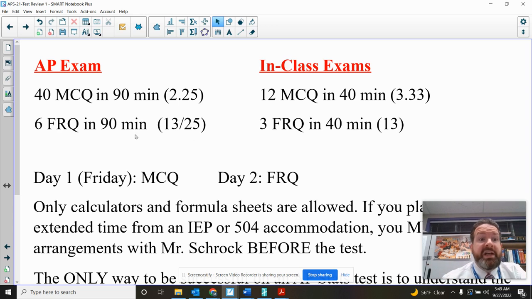For our tests, we're going to focus on the first type of question, the shorter one, which you get the 13 minutes. So in our exam, 3 free response questions in a short class period gives you about the same amount of time. It's like 13.25 minutes per question.